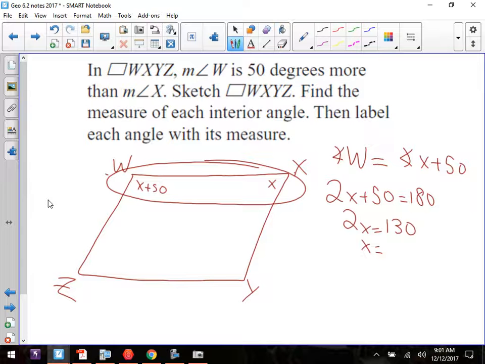So what's X? 65. So now you have angle X is 65, which means if this is 65, what's W? There you go. It's the idea that you can take some stuff that was written out in words, create a diagram so you understand where things are placed, and work with it. Right? It's not tough. It's just using some quick substitution tricks.